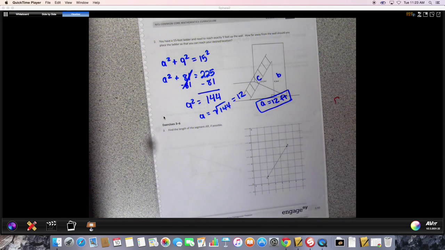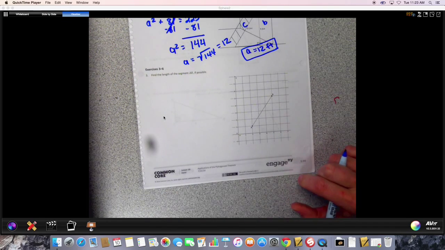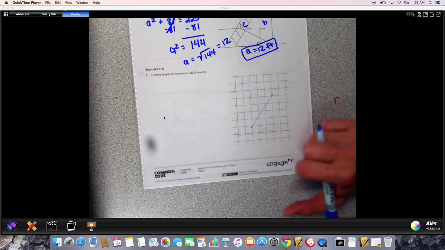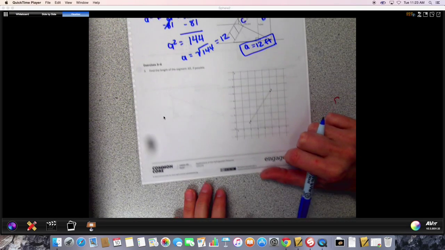All right, great. The next type of story problem is not really a story problem. It's just on the graph grid. It says find the length of segment AB. And in our problem, we have two problems here. One is we don't have any shape, and two is that we don't have any numbers. So we have to make our own.